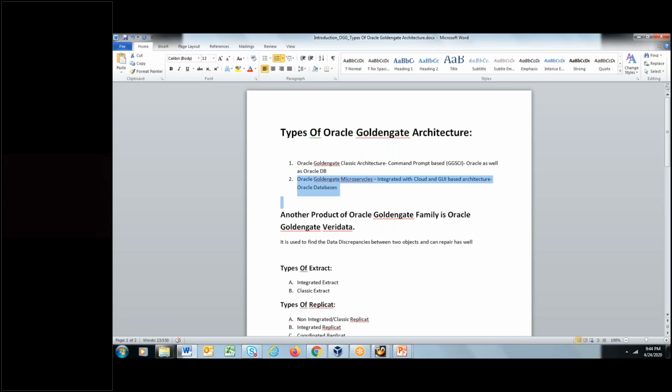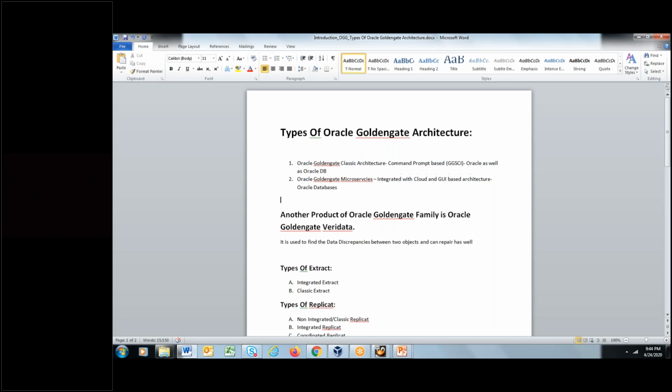Okay, so classic architecture and microservices architecture, these are the two types of architecture available. During this training program, we are going to talk about Oracle GoldenGate Classic Architecture. So for the next 18 to 20 hours on weekdays, you will see we are talking about this classic architecture.